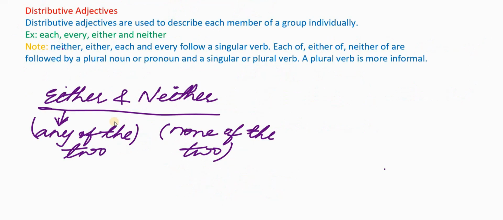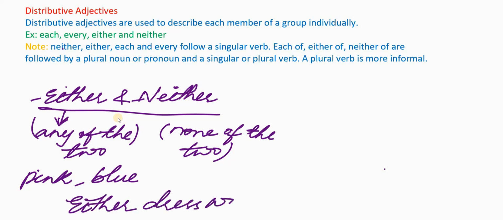Let us now understand the difference between the distributive adjectives either and neither. Either refers to any of the two options. Let us assume that you have two dresses, one is of pink color and the other is of blue color. You ask your friend, which of the two dresses should I wear? Your friend says, either dress would be perfect.